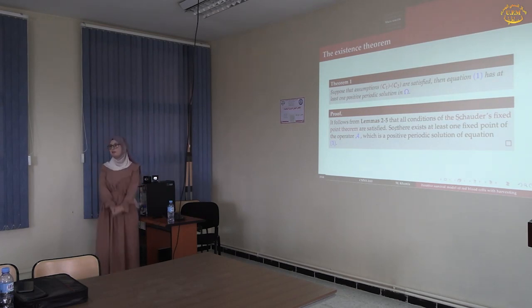Now, based on the previous lemmas, we state our first theorem, which establishes the existence of at least one solution. So it follows from lemmas 4 to 5 that all conditions of Schauder's fixed point theorem are satisfied. So there exists at least one fixed point solution of the integral operator A, which is the positive periodic solution of equation 1.